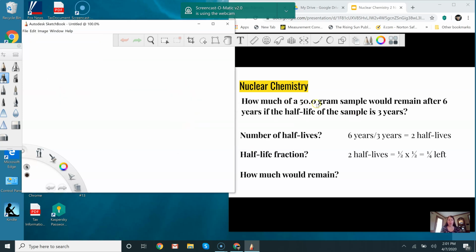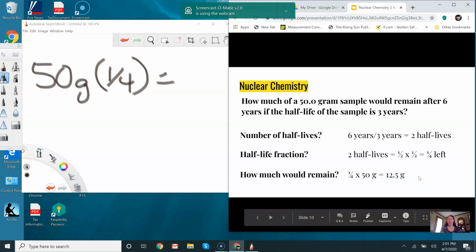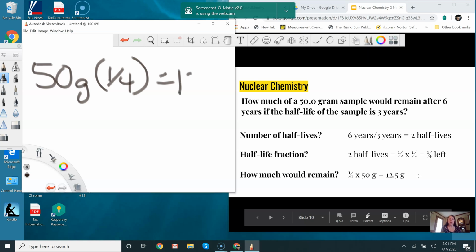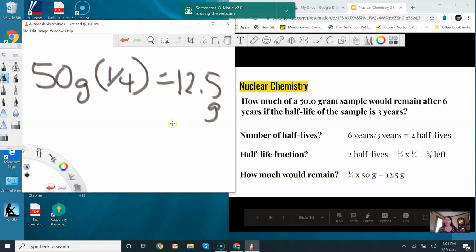And we started with a 50-gram sample. Okay, and then we are going to multiply by that fraction. So we should have a quarter of that left. So if we work that out, that's going to be 12.5. Okay, and at the end of that time, 12.5 grams. All right, so it's not too hard.